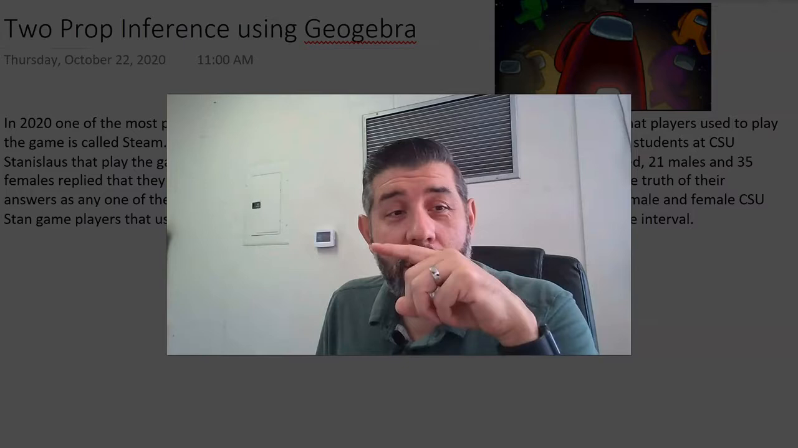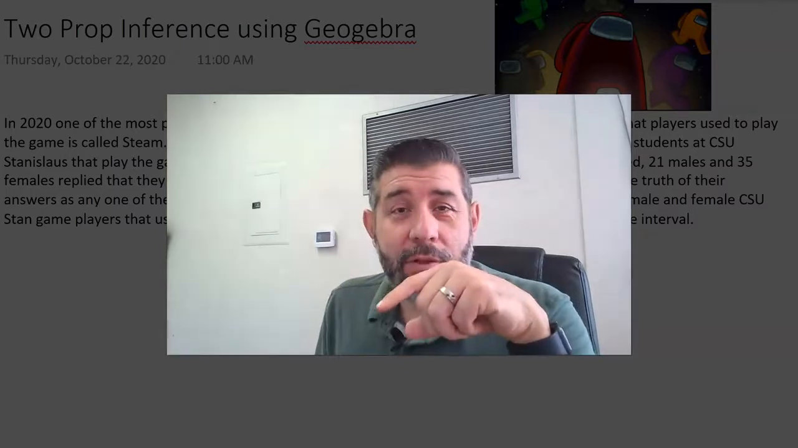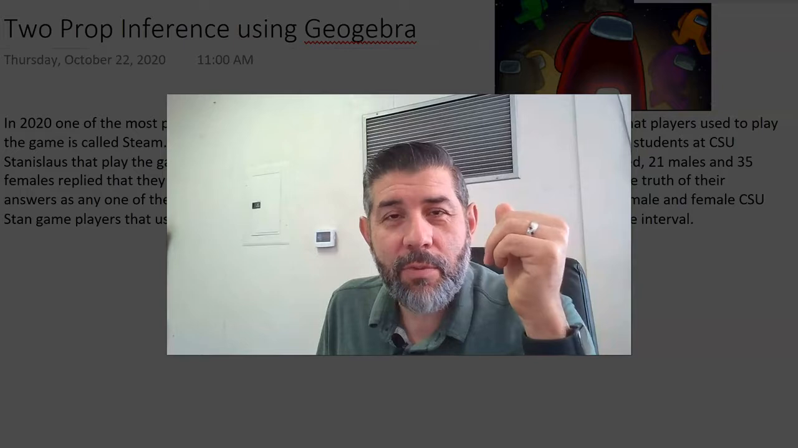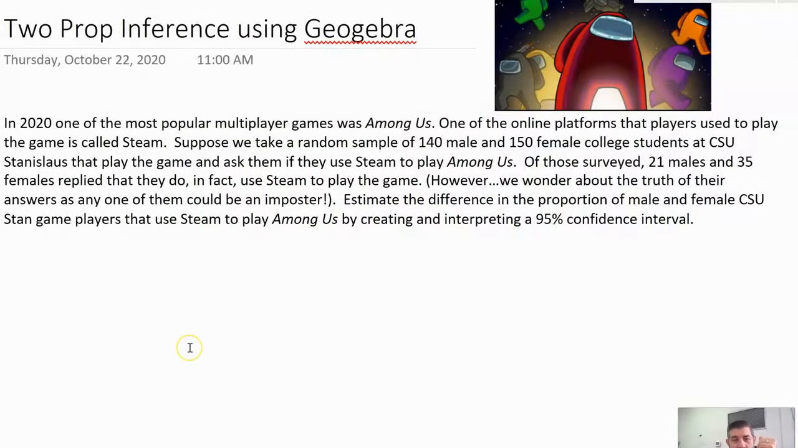So we're going to look at two prop inference, so two proportion inference procedures, so confidence intervals and a two prop z-test using, of course, the one and only Geogebra. That's what we've been using in this course, so we're going to continue using it right now. So I have this question here, and it's just like the other one that we talked about in my previous video with one prop inference, but we're looking at Among Us again. This time, the questions change a little bit.